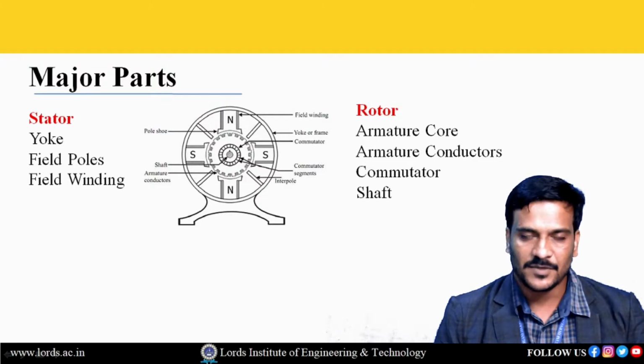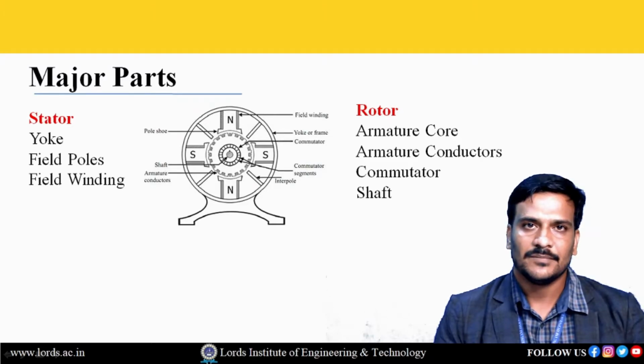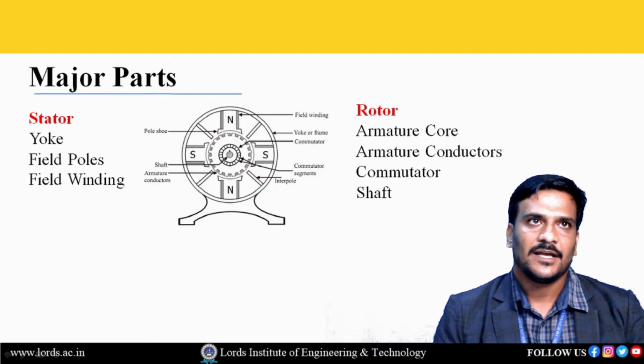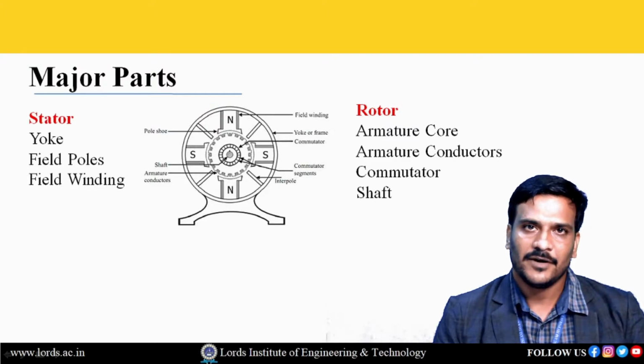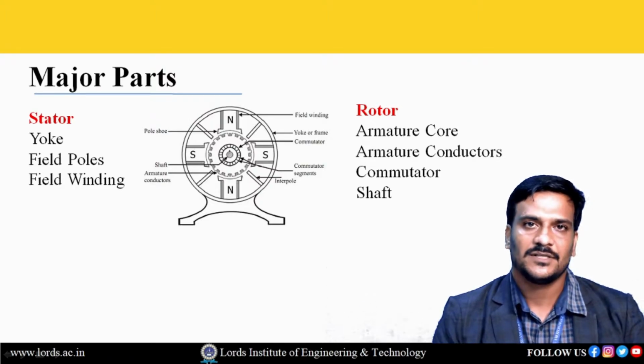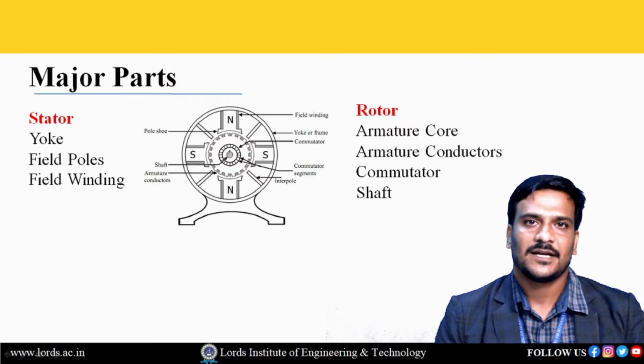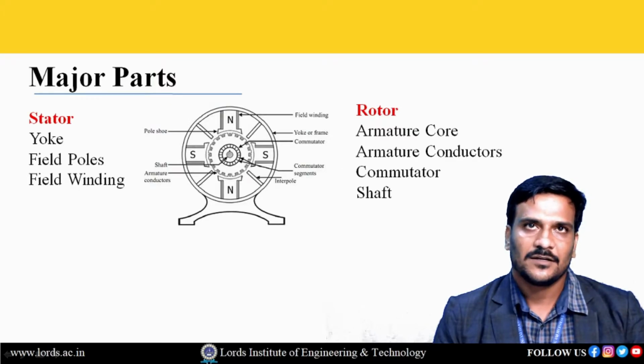Coming to the construction, a DC machine has two members: one is a stationary member and the second one is a rotating member. The stationary member has parts like yoke, field poles, field windings, interpoles, brush riggings to carry the brushes, end covers, and bearings. These are the major parts on the stationary side, which is called the stator. The rotating member is the rotor, with armature core, armature conductors, commutator, and shaft. These are the major parts on the rotor side.